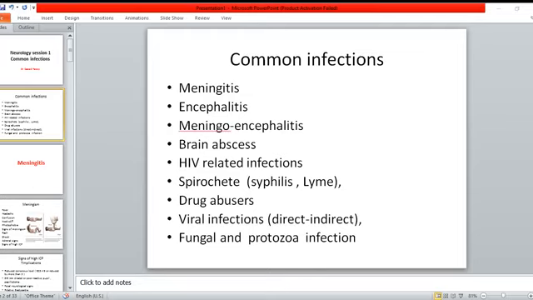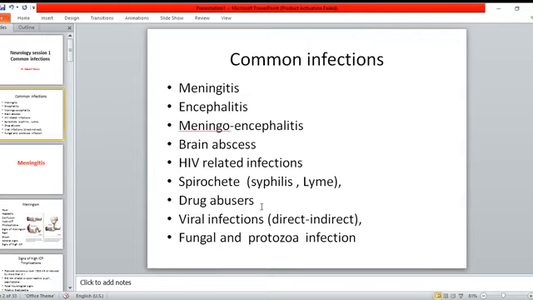Okay, so we continue. The common infections encountered in the exam and of course in real life practice include meningitis, encephalitis, and we may have also a combination of both, meningoencephalitis. We may have a kind of local disease, a brain abscess. Also, we are going to cover some of the HIV related infections, either bacterial infections or TB or fungal infections or viral infections.